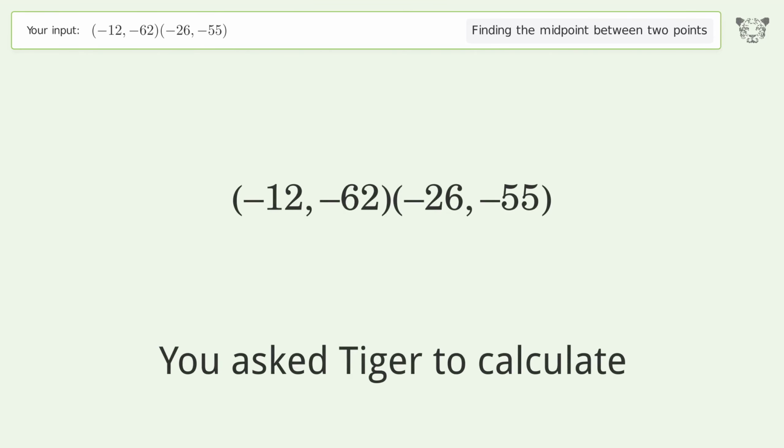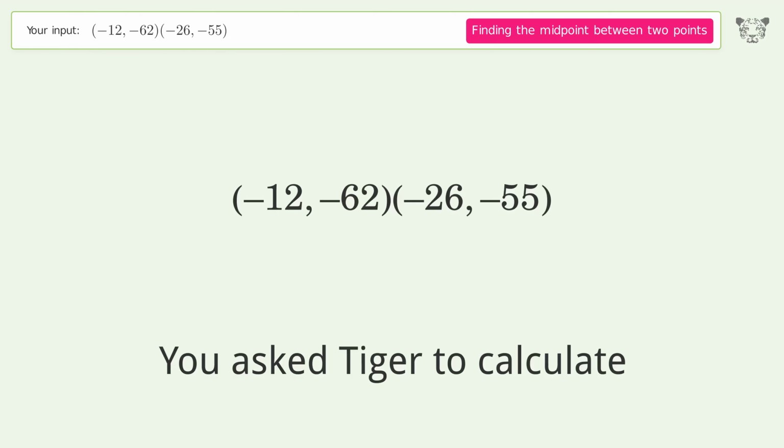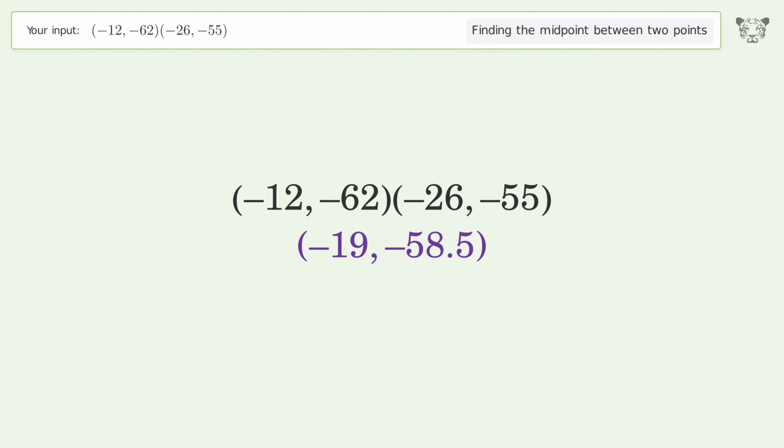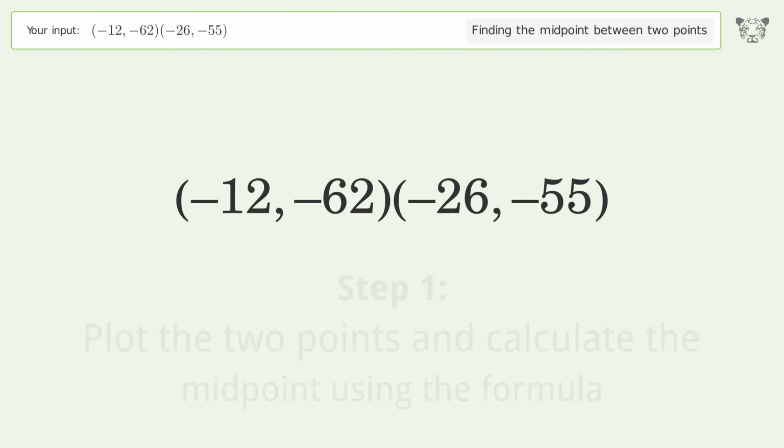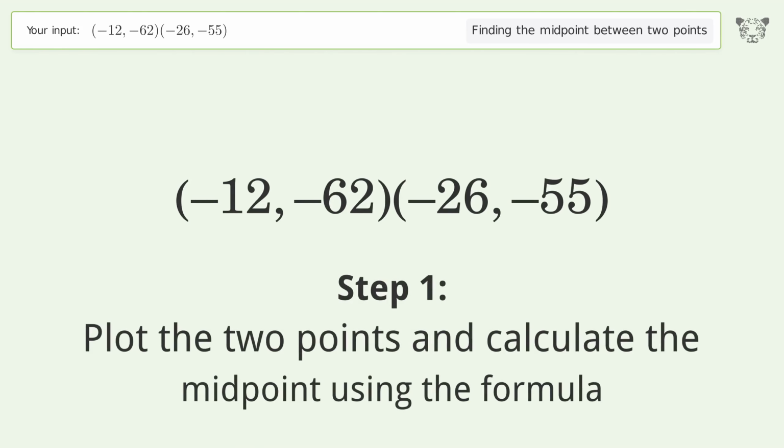You ask Tiger to calculate. This deals with finding the midpoint between 2 points. The midpoint between the 2 points is -19, -58.5. Let's solve it step by step. Plot the 2 points and calculate the midpoint using the formula.